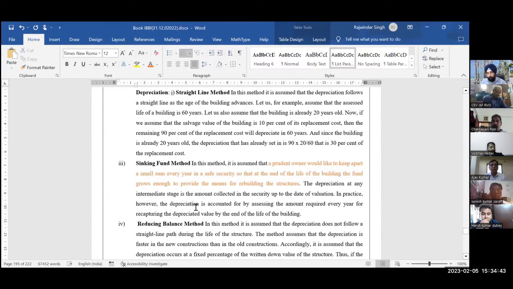So the depreciation at any intermediate stage. Now in the sinking fund, you must understand this thing. The depreciation at any intermediate stage is the amount collected in the security up to the date of valuation. In the sinking fund, depreciation is equal to the amount which has been collected on the date of valuation.